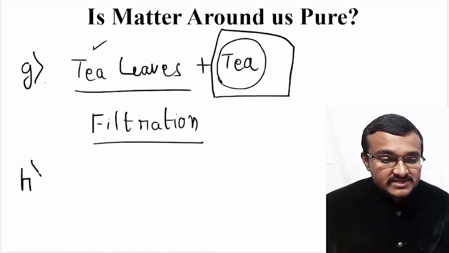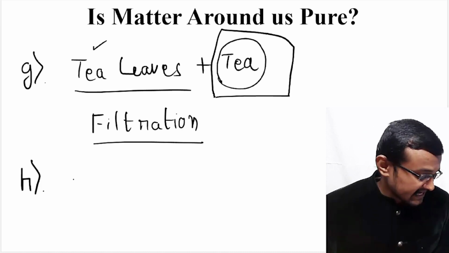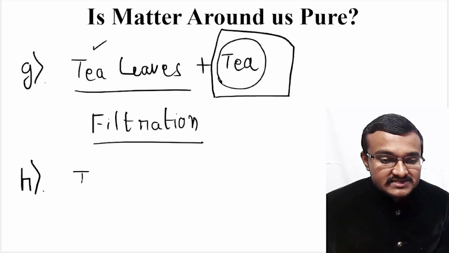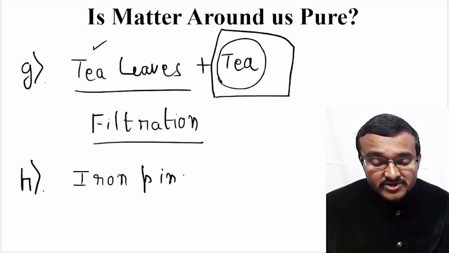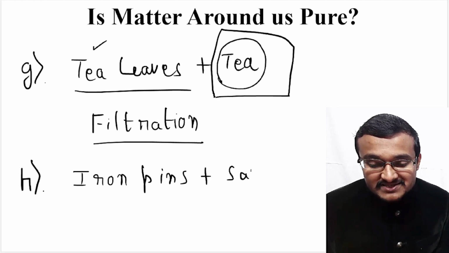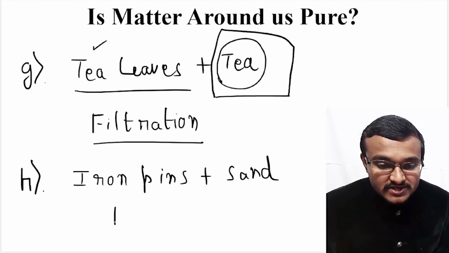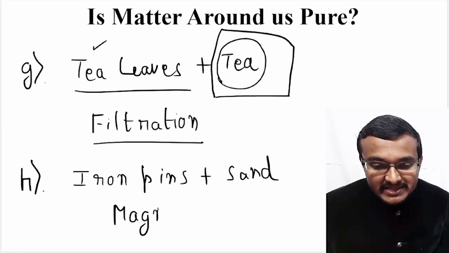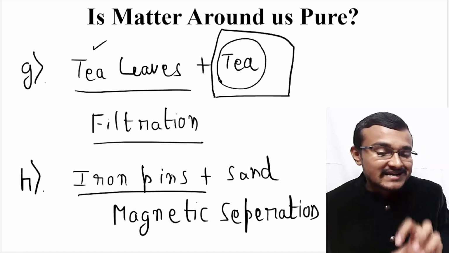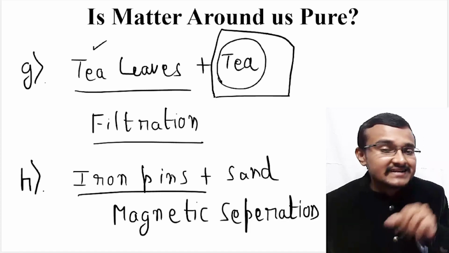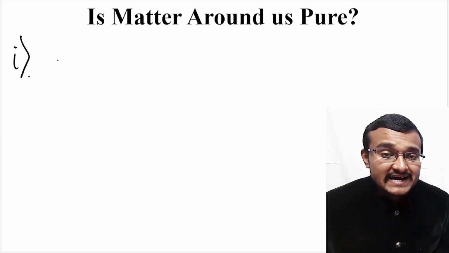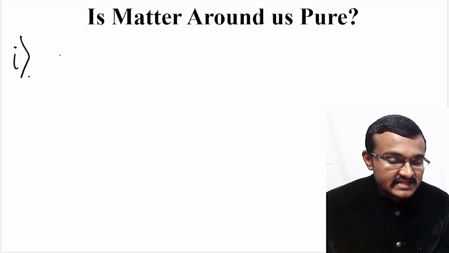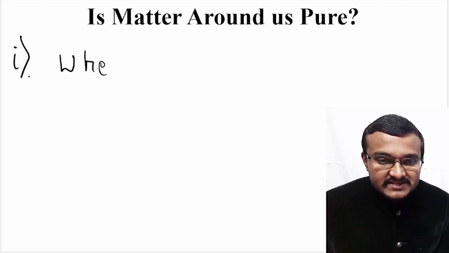Coming to the H question in this particular first question, there they have given iron pins from sand. So iron is actually a metal, and if this particular iron pins are mixed in sand, you can actually use the magnetic separation method. Use a magnet to attract this particular iron pins, and easily this particular iron pins can be separated from the sand.